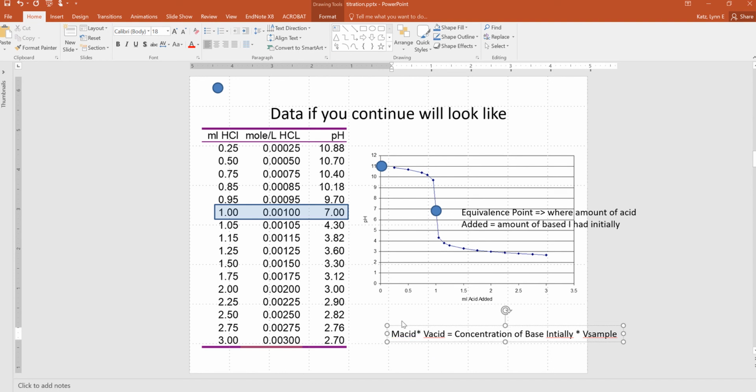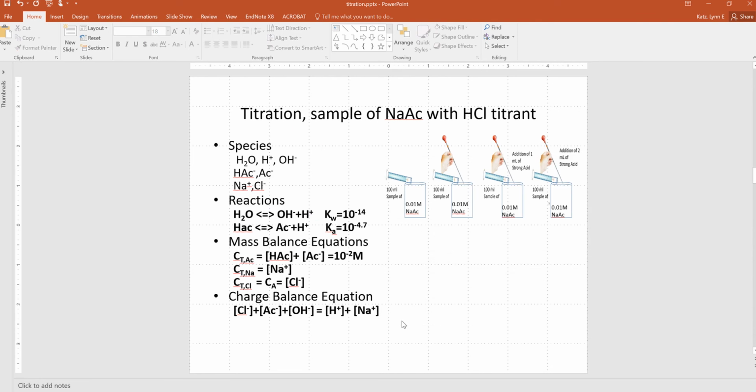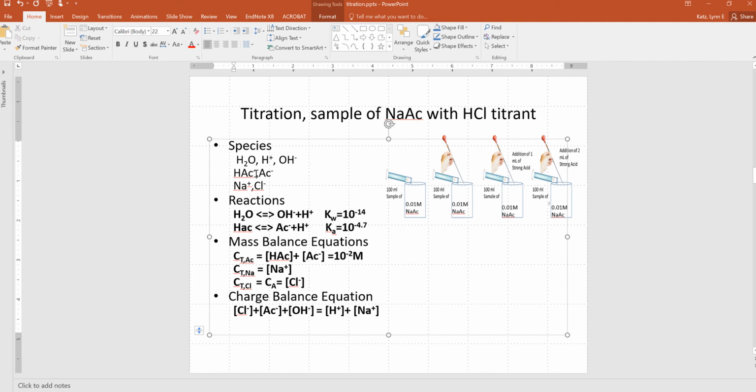Okay, let's try the next one, which is the sample of sodium acetate, which is the weak base with the hydrochloric acid titrant. In this case, my species are H2O, H+, and OH-, as well as both the acid and the base for the weak acid-base system, HAc and Ac-. Oops, no minus there. Get rid of that. And I also have Na+ from the sodium acetate and chloride from the HCl that I'll be adding.